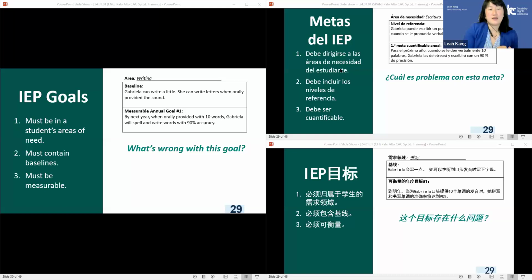So this goal is in the area of writing for this student. And the baseline says, Gabriella can write a little. She can write letters when orally provided the sound. And then the goal is by next year, when orally provided with 10 words, Gabriella will spell and write words with 90% accuracy. What's wrong with this goal?